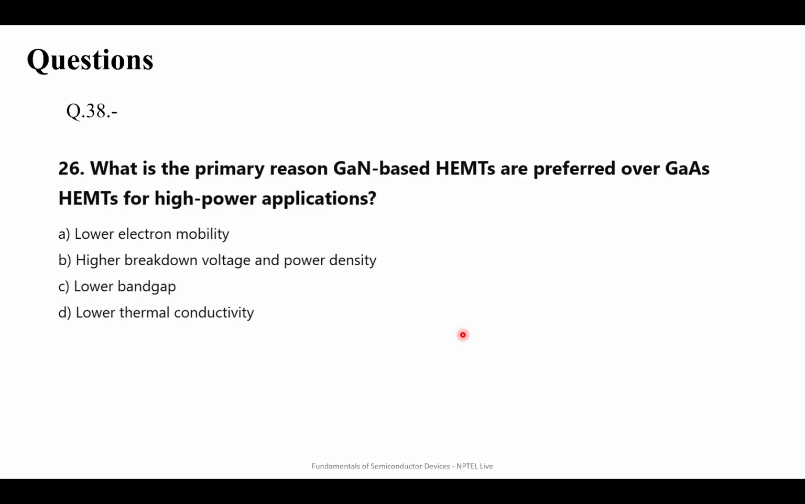What is the primary reason GaN based HEMTs are preferred over gallium arsenide HEMTs for high power applications? Lower electron mobility, higher breakdown voltage and power density, lower band gap, lower thermal conductivity. And that is correct. The answer is option B, higher breakdown voltage and power density.